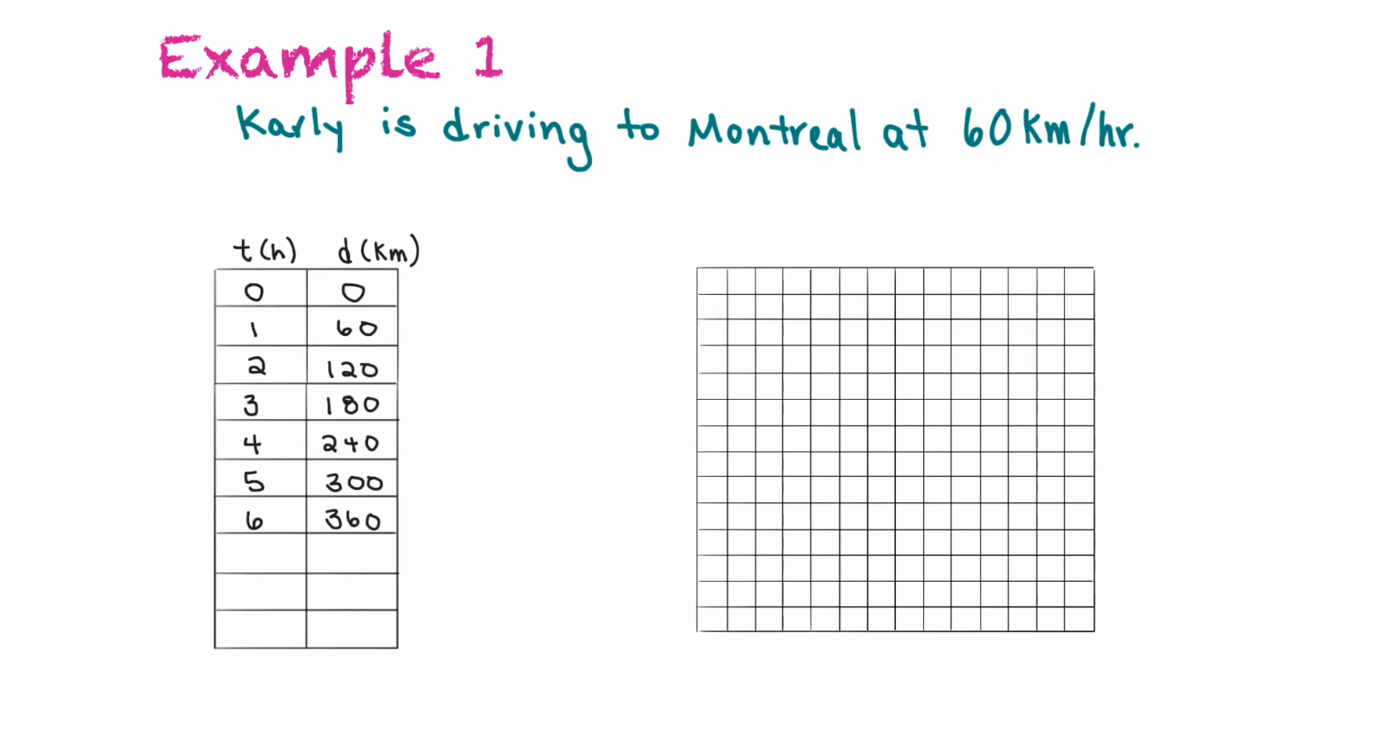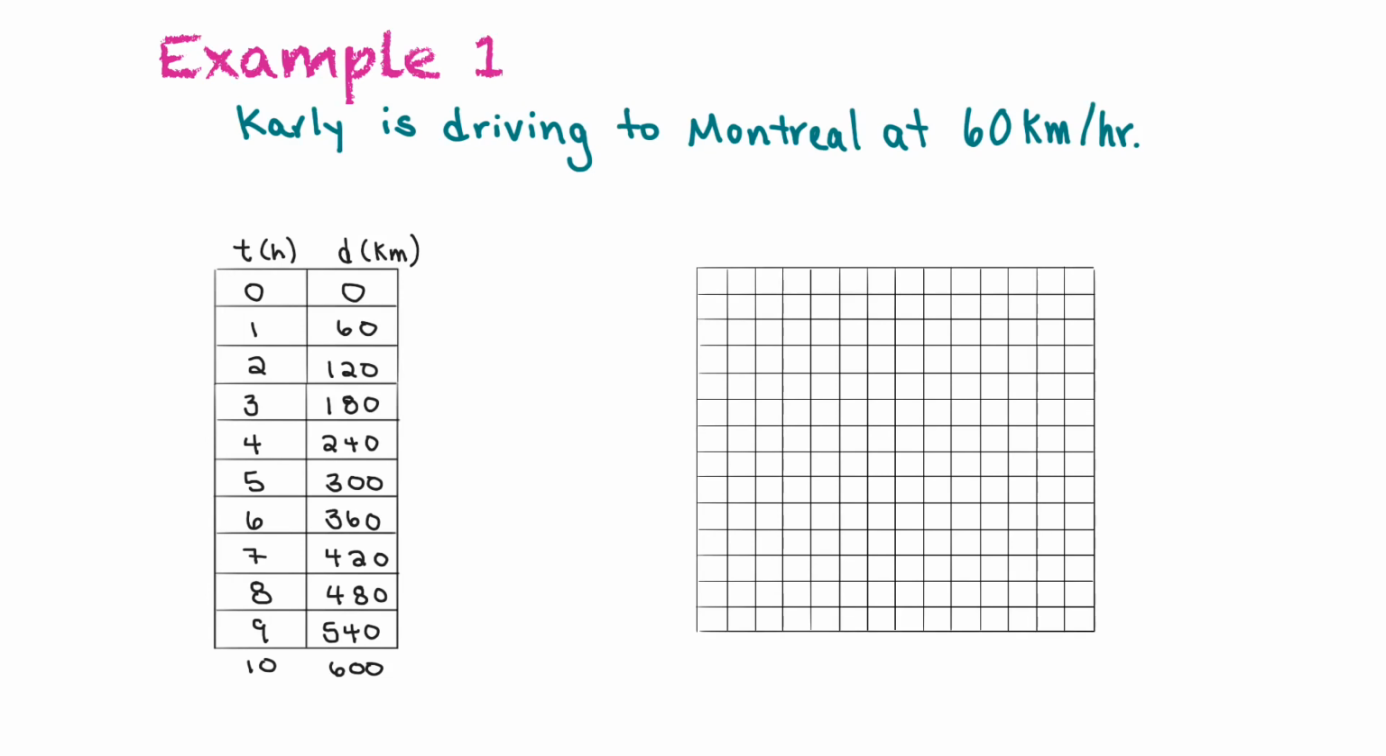After 7 hours, she's gone 420. After 8 hours, she's gone 480. After 9 hours, she's gone 540. And then if we went all the way to 10 hours, we ran out of boxes, but she's gone 600 kilometers. Okay, so now we're going to graph that information.